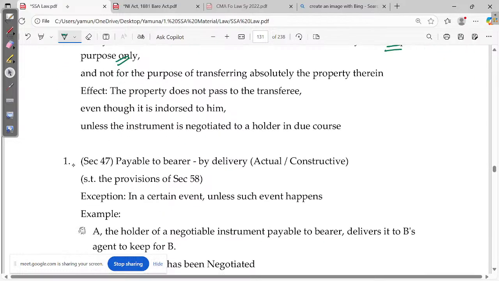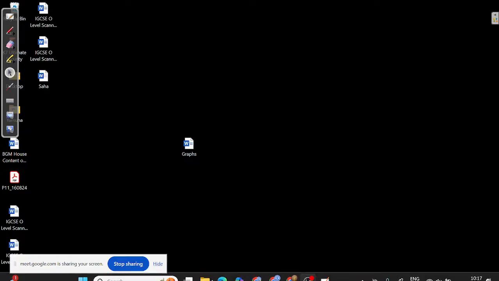Then we'll go for this content. Section 47, payable to bearer. It can be by actual delivery or it can be by constructive delivery. But some contingency may be attached. Okay, it should happen only if certain events happen. Let me go for the example. Can you go?